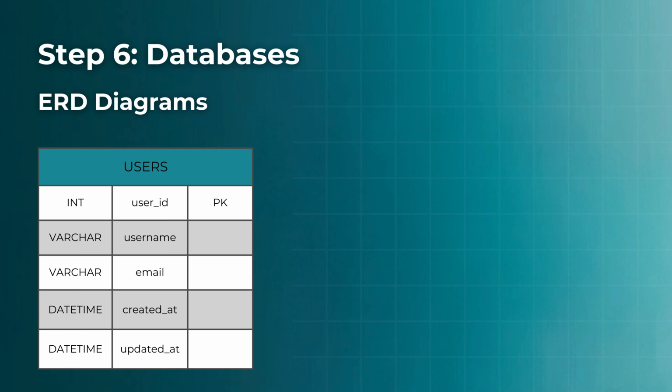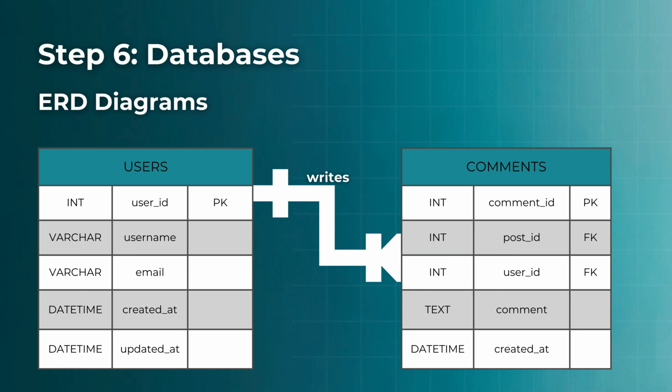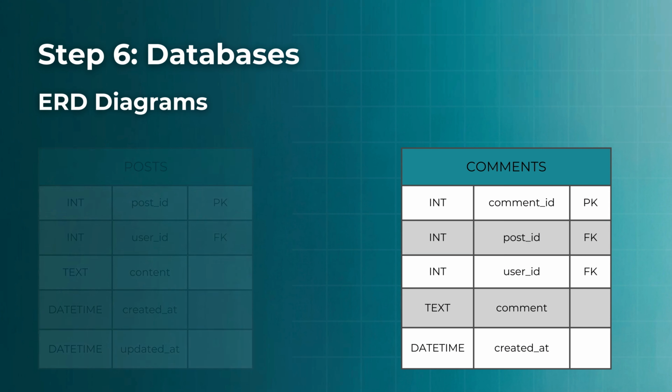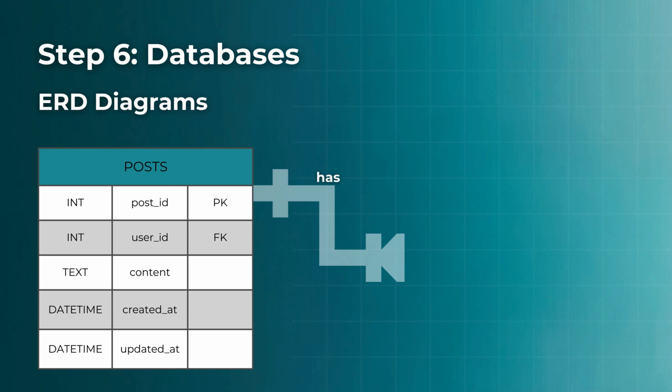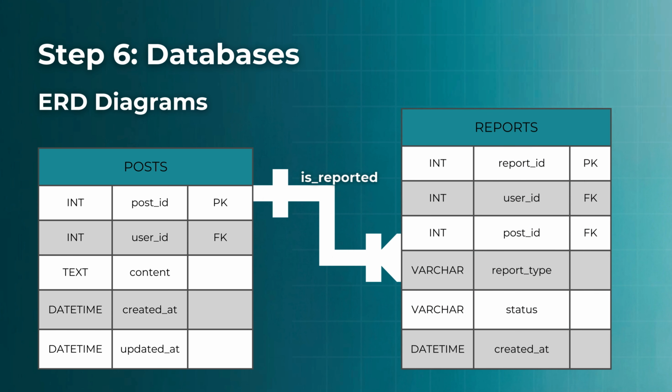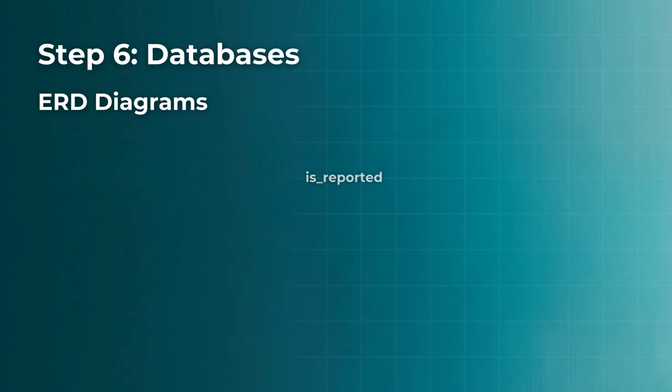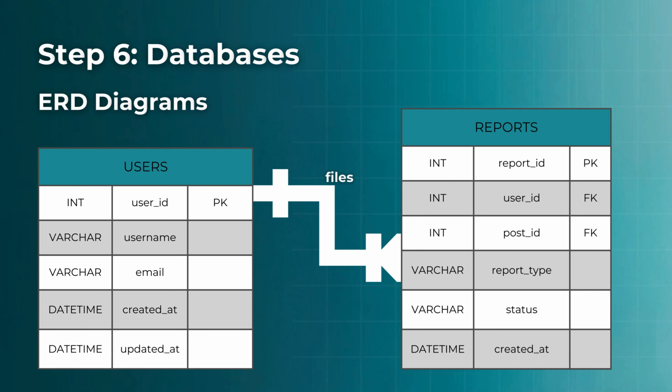Also, users can comment on posts, allowing them to add one or multiple comments on posts. And each post can have multiple comments from one or more users. Reports capture any flagged content or behavior, referencing both the user and the post or message being reported.